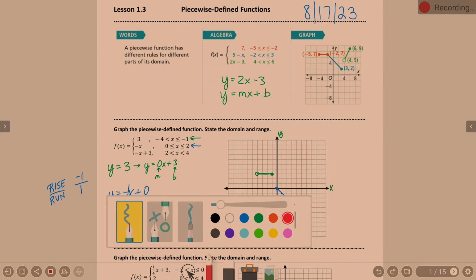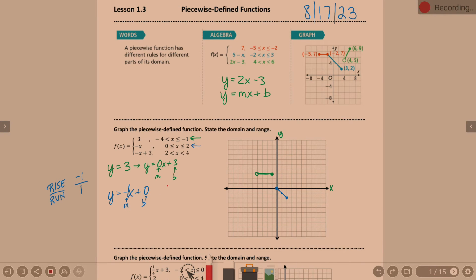Okay, now we have the third piece. Okay, what do you know about y equals negative x plus 3? We're going to have a y-intercept of what? 3. 3. And a slope of? Down 1 over 1. Yeah. The slope still of that negative 1, which is still the same, rise negative 1, run 1.